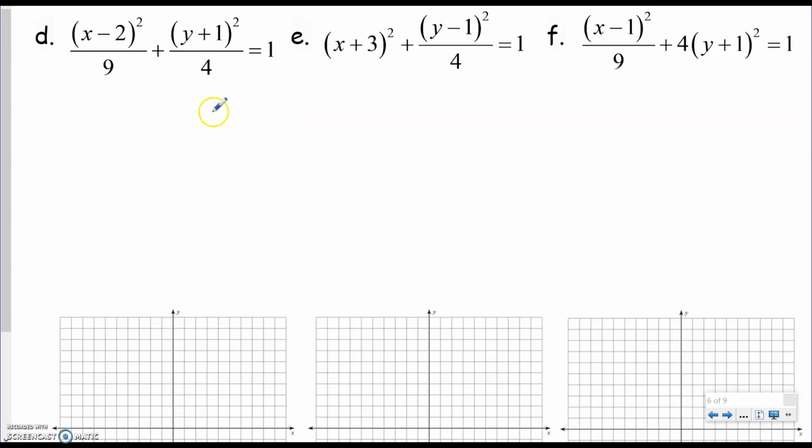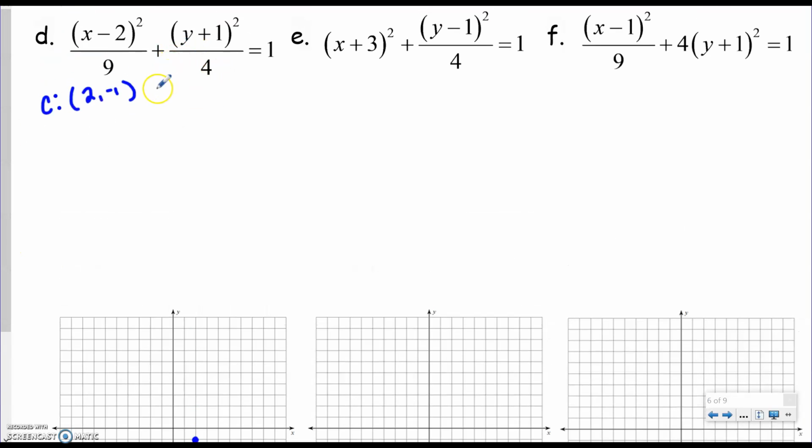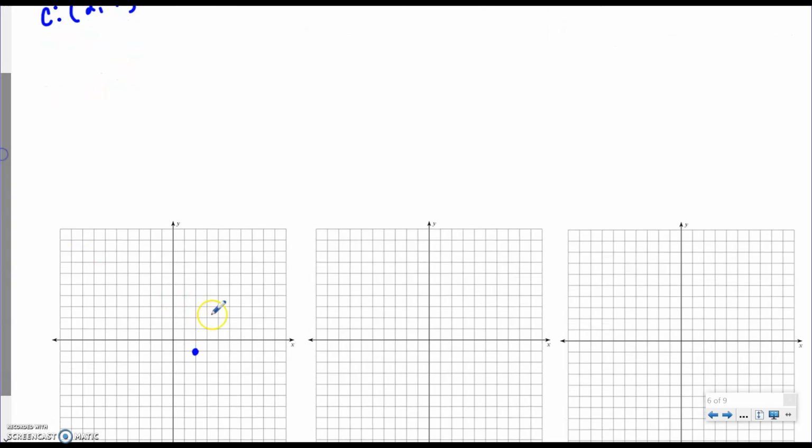And for D, notice that my center this time is at 2, negative 1. I'm going to go ahead and plot that, 2, negative 1, over 2, down 1. And the bigger number's underneath the x, so if I take the square root of this, which is 3, that means I'm going to go sideways because x is sideways, 3 each direction, and those are going to be my vertices. So my vertices, I'm going to add 3 to my x, which gives me 5, negative 1, and subtract 3 from my x, which gives me negative 1, negative 1.